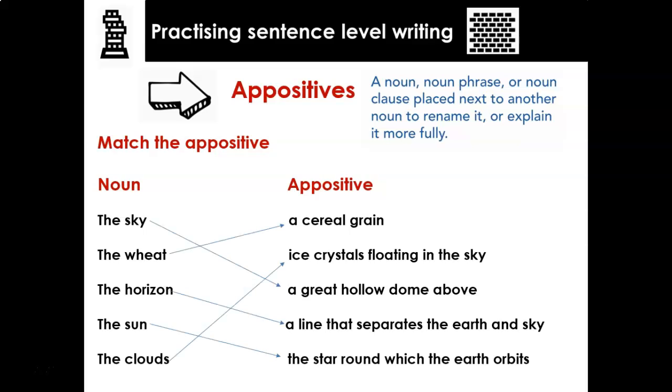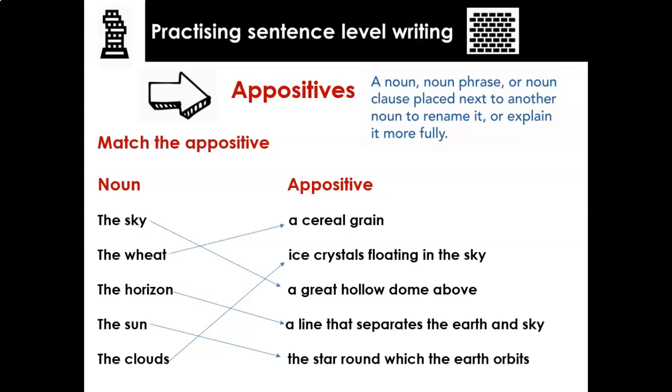Right, guys, let's see if you were right. So the sky, a great hollow dome above. Wheat, a cereal grain. Brilliant. Give yourself a tick if you're right. The horizon, a line that separates the earth and sky. The sun, the star around which the earth orbits. And the clouds, ice crystals floating in the sky.